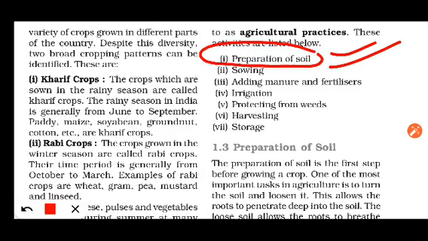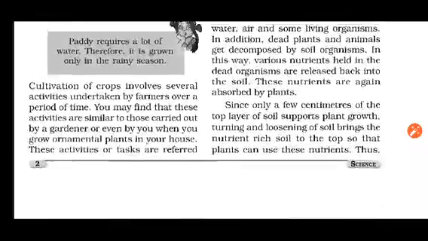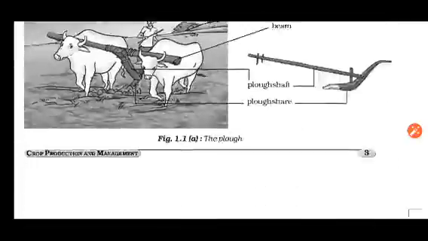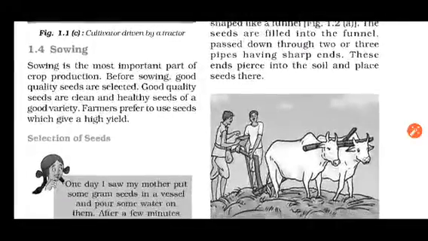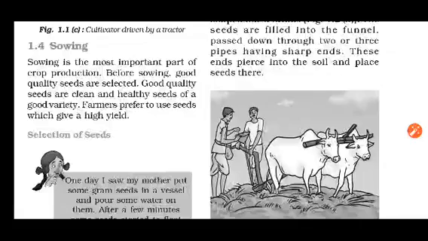Now after this we will come to sowing. 1.4 is sowing. Sowing is the most important part of crop production. Sowing means burying the seeds inside the soil. It is a very important part of crop production because if the seeds are not buried, the crops will certainly not come out.